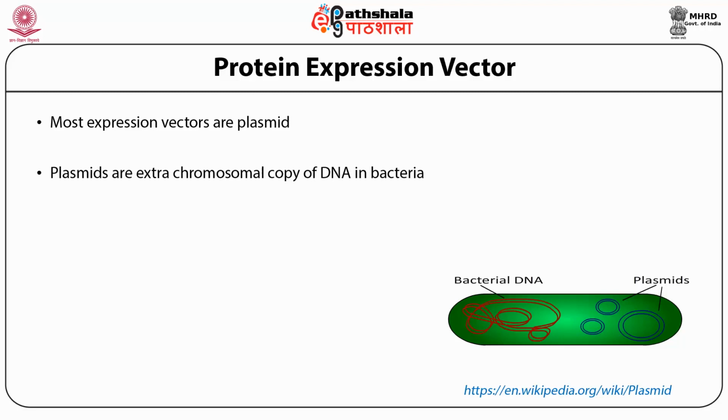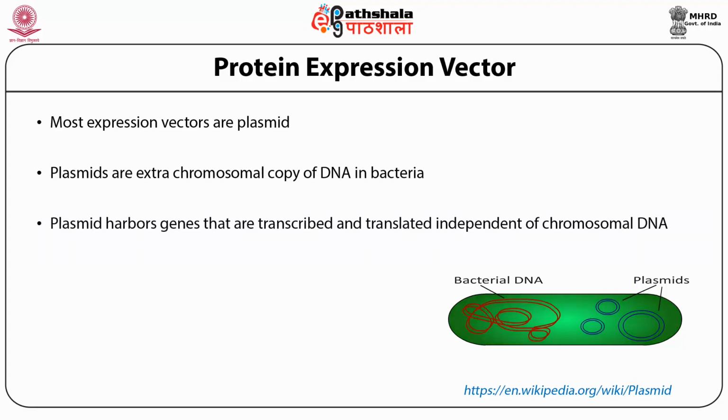of DNA. Plasmid harbors genes which are transcribed and translated independent of chromosomal DNA. Plasmids often improve genetic fitness. For example, in case of antibiotic resistance genes, a lot of antibiotic resistance genes are present on plasmids. So a bacteria can get an antibiotic resistance if it acquires a plasmid into the cell. Therefore, an antibiotic susceptible bacteria can become antibiotic resistant and can grow in presence of an antibiotic if it can acquire a plasmid containing antibiotic resistance gene.